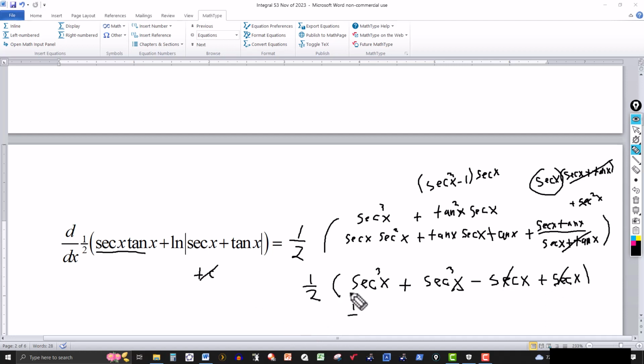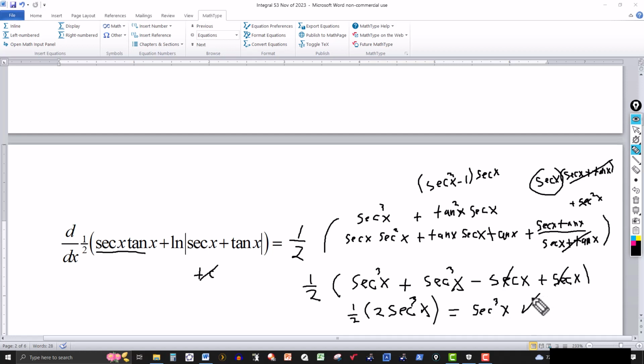So 1/2 times secant cubed. Well, let me add them up first. So I have a secant cubed of x and a plus secant cubed of x. This is 2 secant cubed of x. 1/2 times 2 is 1, so you get secant cubed of x, which was the original integral.